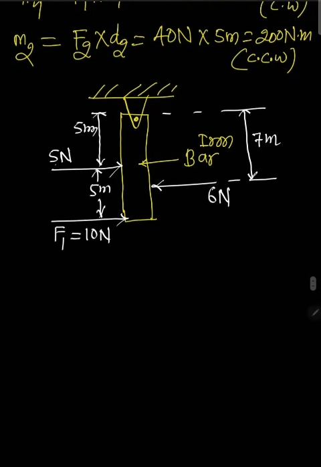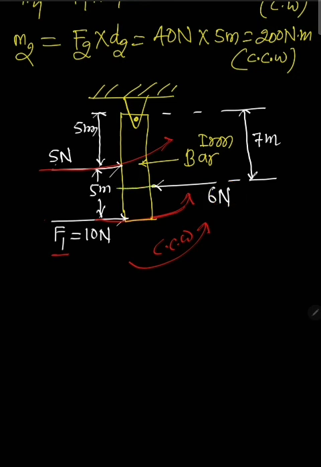So tell me first which force is going to produce clockwise moment and which force is going to produce anti-clockwise moment. So see, this F1 force will try to rotate this bar in this direction. So this one is which direction? Anti-clockwise. Now let's see, this force will also try to rotate in this direction. So this one is also anti-clockwise moment, and there is one another force, 6 Newton force.